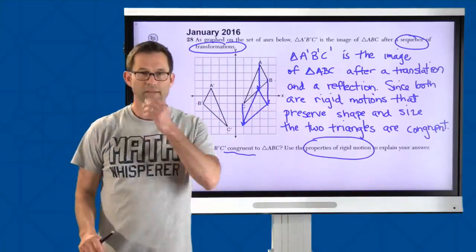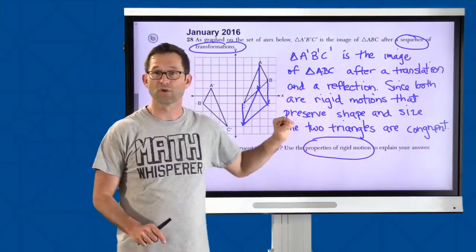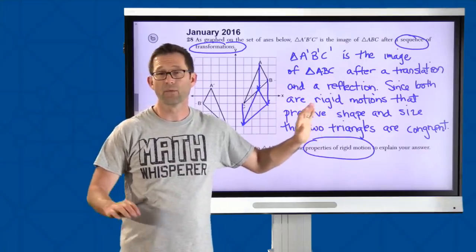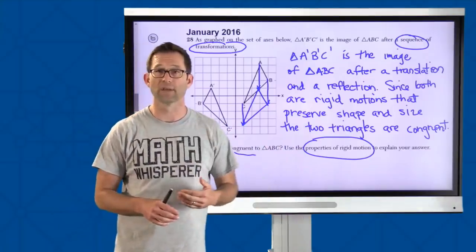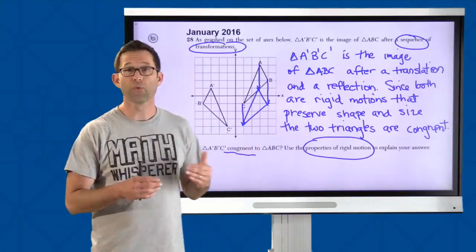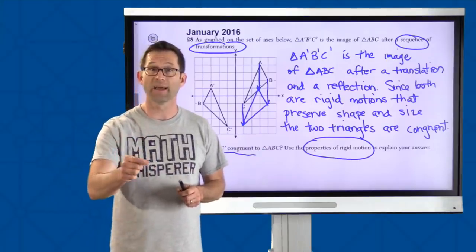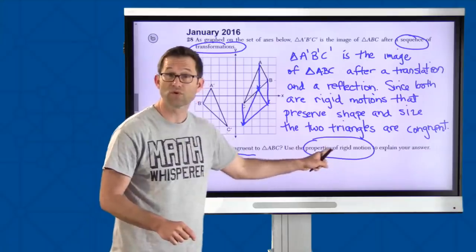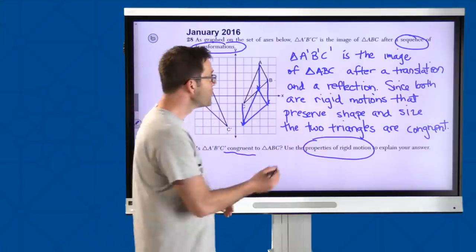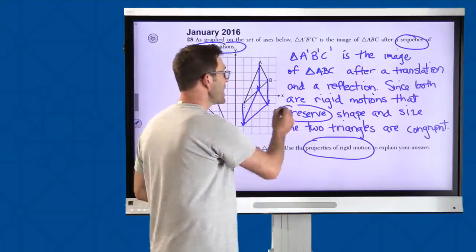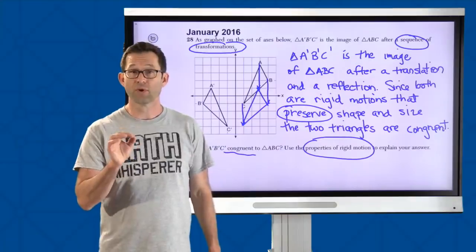All right, so let's talk about this answer a little bit. A prime, B prime, C prime is the image of triangle ABC after a translation and a reflection. I don't really have to get into what the exact translation is, what the exact reflection is. But since both are rigid motions that preserve the shape and the size, right? Properties of rigid motions, we have to mention that. Then the 2 triangles are congruent. This word, preserve, is a great one to use anytime you have to discuss the properties of rigid motions.